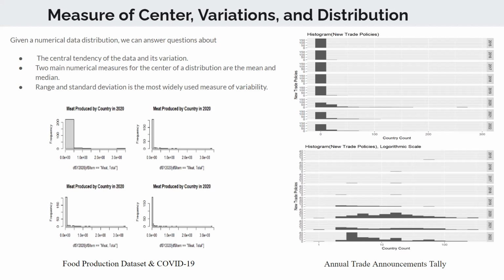The left picture shows the histograms with different bin sizes of the food production data set and COVID-19. The item meat total shows a positively skewed geometric distribution.